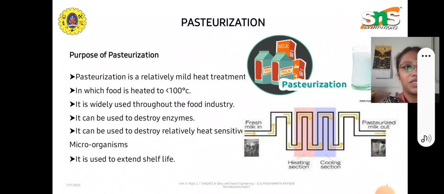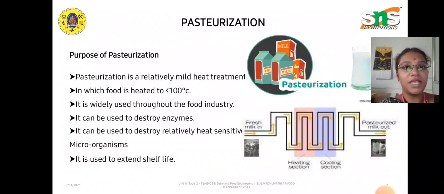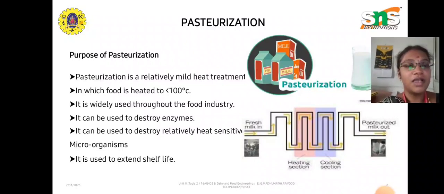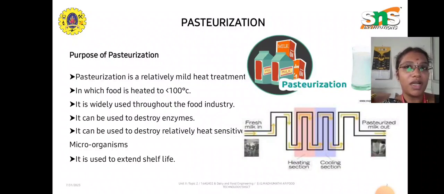In this presentation, we shall see something about the thermal processing of foods. Coming to the word thermal, we all know what the term thermal means. It means nothing but processing by using heat. In this thermal processing, the first technique is pasteurization.